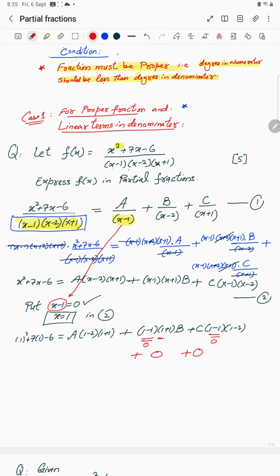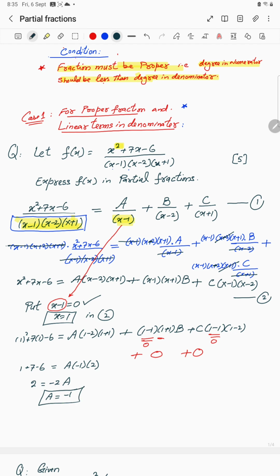Let's see the next step. We get 1 plus 7 minus 6 equal to A times minus 1 times 2, and B and C are left out. So we get 8 minus 6 is equal to minus 2A. So A comes to be minus 1 after dividing either side. So this is the value of A.